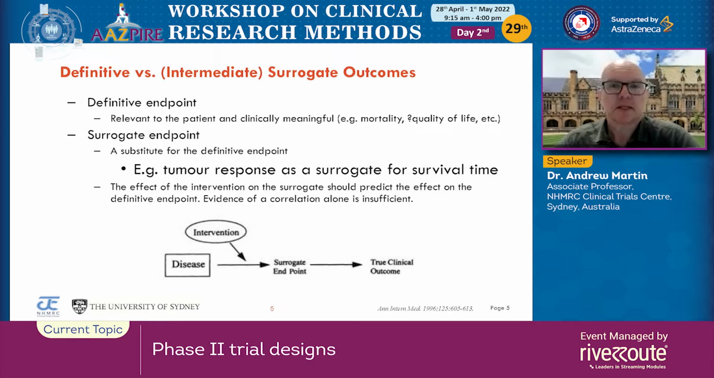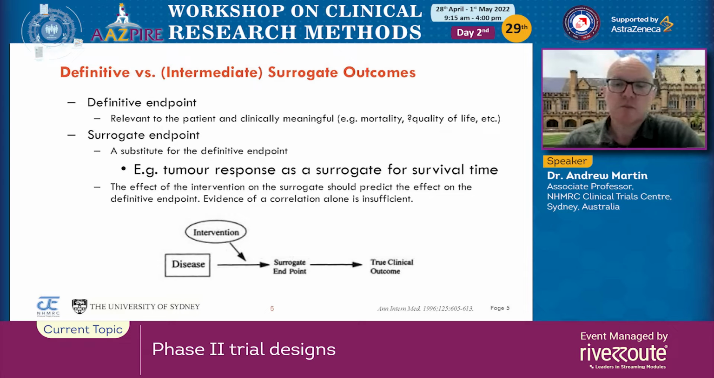So it's not simply that tumour response is correlated with survival time. It's that the effect of the intervention on the intermediate endpoint predicts the effect on the definitive endpoint. So we see that relationship in a little diagram here where we've got the disease and a pathway from the disease process through to the definitive endpoint. Let's call it overall survival.